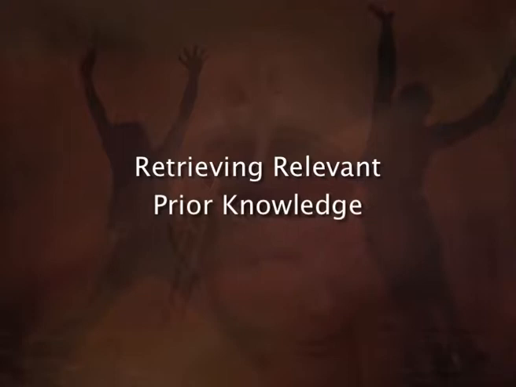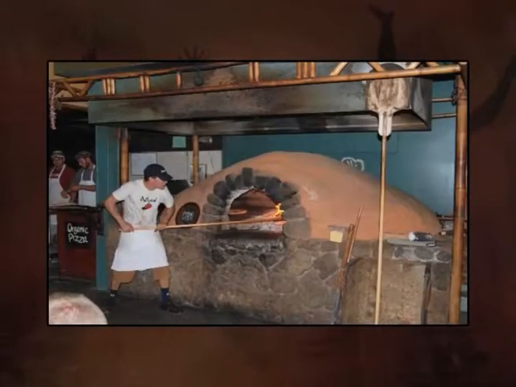The other one is retrieving relevant prior knowledge. For instance, if you look at this picture, a person is trying to put that pizza inside. If the person knows the recipe of the pizza and how to make pizza and how to put it in the oven, and if he forgets to remove that pizza from the oven, what happens? Obviously, you will get a burnt pizza towards the end. You won't eat that pizza.